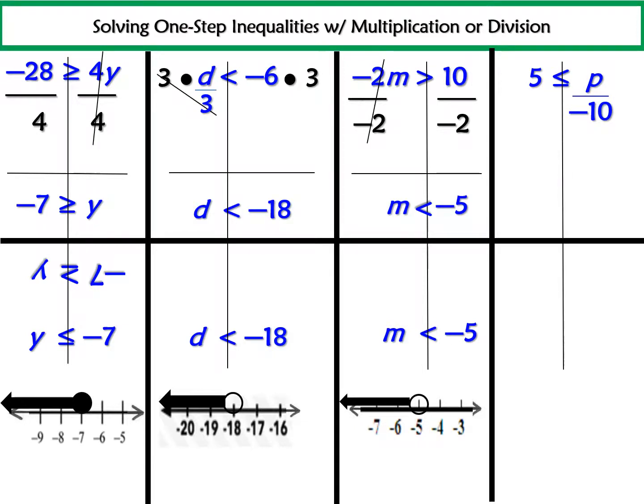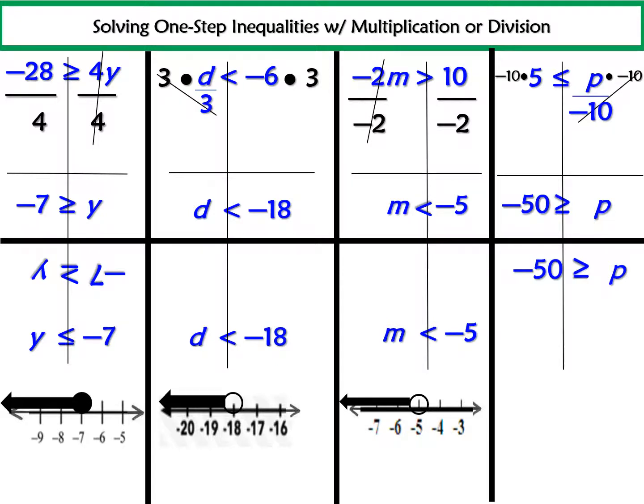Last one. To isolate the variable p, we're going to multiply both sides by -10, which is going to leave us with a solution of -50 is less than or equal to p. But again, if in the course of solving an inequality, you either multiply both sides by a negative number or divide both sides by a negative number, you have to flip the direction of the inequality. So that less than or equal to will become a greater than or equal to.